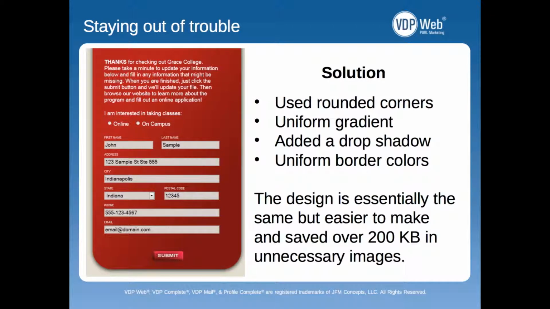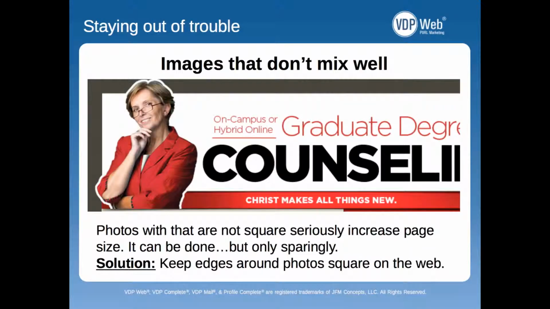So here's what we actually did with the form. Actually looks very similar, but this is much easier to make, much easier. So we used rounded corners, and we also did a uniform drop shadow on it, as well as a uniform gradient. Uniform border colors as well. And that really knocked a lot of time off and saved over 200 kilobytes in unnecessary images on the page, and gave us a lot more flexibility in working with the form and sizes on different browsers, particularly the iPhone.